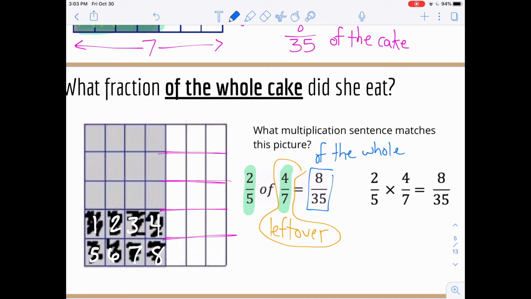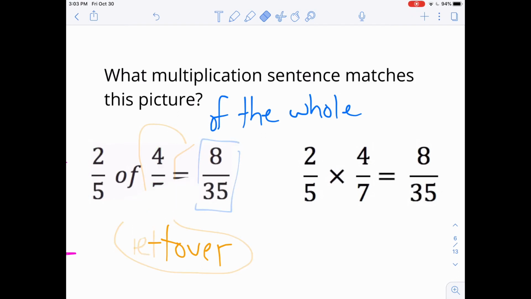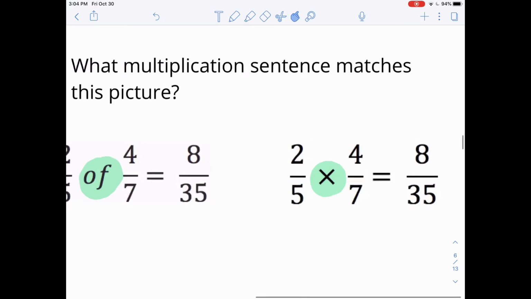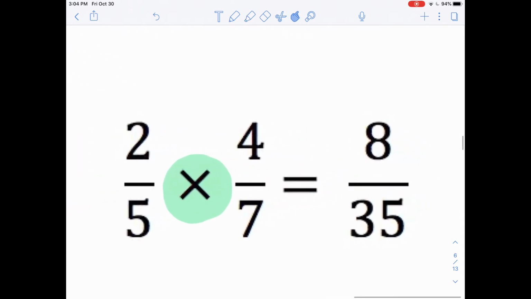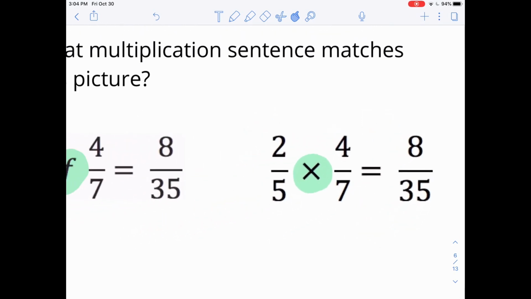But if I take this sentence and change it, now I want you to focus on the word of. If I change this of to a times, I can say 2/5 times 4/7 equals 8/35. And there's something special happening when you just look at the numbers. That's what we're going to explore in our synchronous, in our Google Meet time.